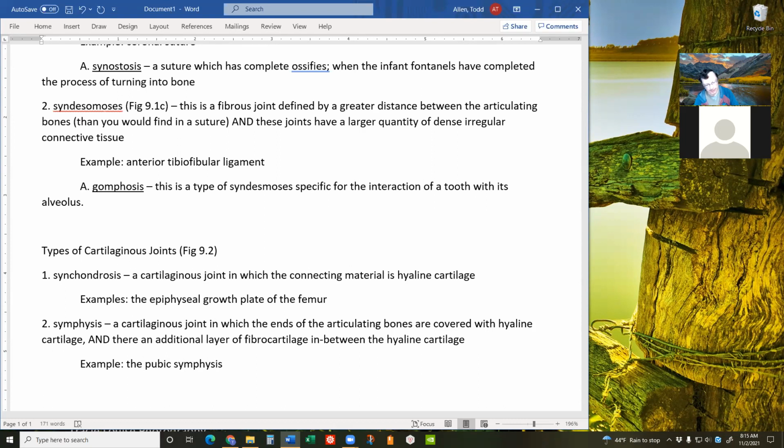Okay. Another example of a symphysis, which is not in figure 9.2, would be your intervertebral discs, right? All the discs, right? So the bones of the vertebra are going to have a little bit of hyaline cartilage there, but the disc itself is primarily made of fibrocartilage, right? So the intervertebral joints between the various bodies of the vertebra that are stacked on top of each other, those are going to be examples of symphyses as well. Okay, folks, any questions?